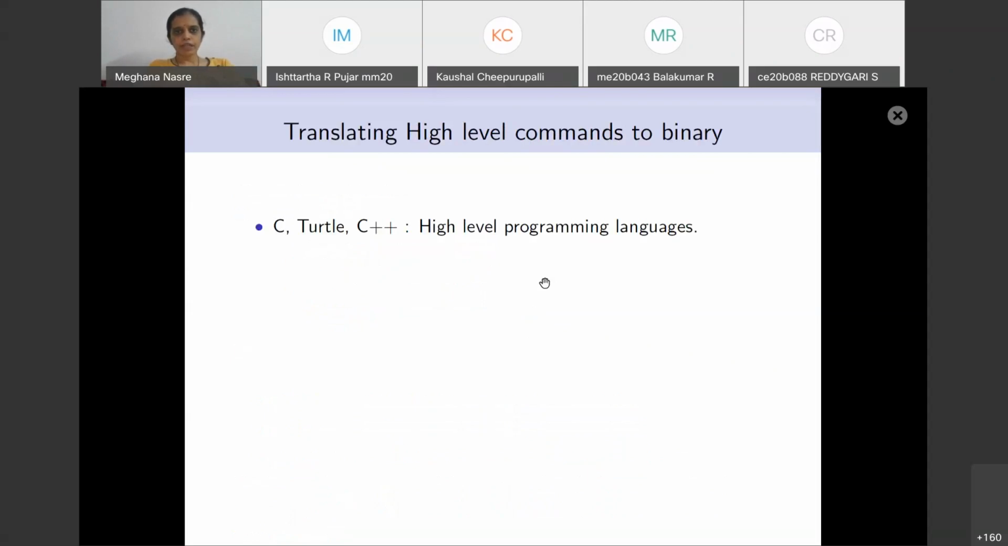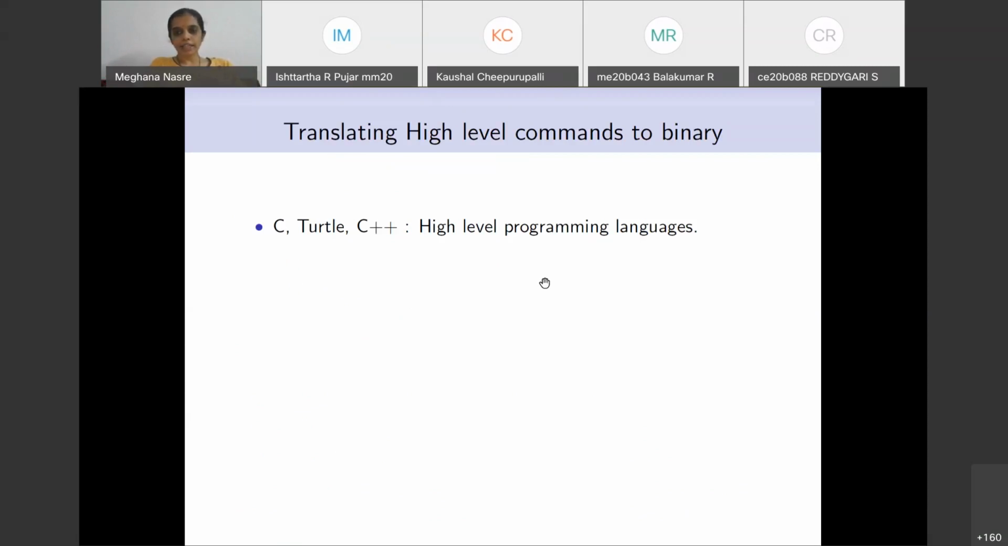Okay, so I am going to run this program on the platform that we have. But before that, I want you to absorb a few things about what is happening when we write this program and run it on the machine, or the platform, that we are going to use. So whatever these programming languages are, C, Turtle, and C++, these are what we call high-level programming languages.